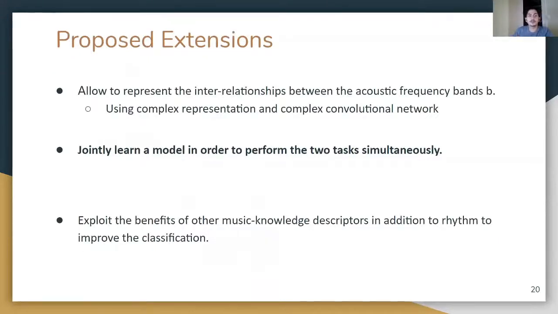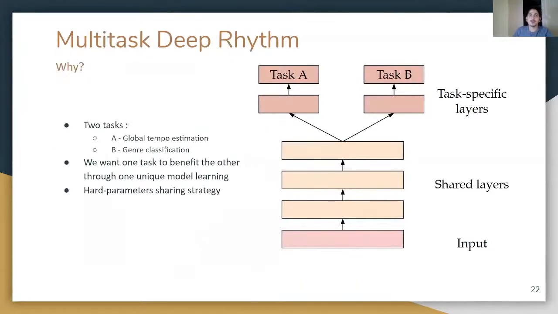Second, we want to jointly learn a model to perform the two tasks simultaneously. For this, we propose a multitask learning. We perform the two tasks independently in the original deep rhythm method. We would like to learn the two tasks simultaneously in the same model, since we assume they are highly related. In fact, some genres are defined by the rhythm patterns played at specific tempo ranges. For this, we choose a hard parameter sharing strategy, meaning the two tasks have a specific layer at the end, but the hidden layers are shared and share their parameters during the model learning.